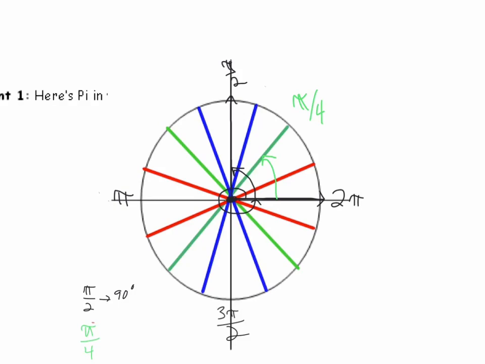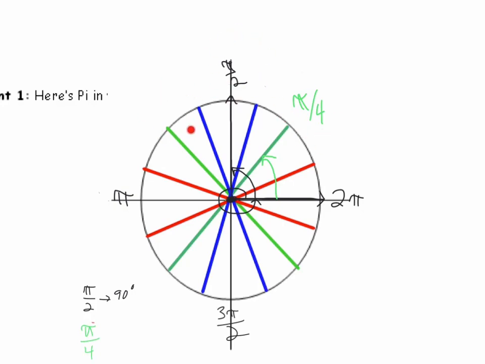Okay, so that pi over 4 is 45 degrees because I went halfway to pi over 2. Half of half is a fourth. Now I'm going to count off. You could look at it as memorizing, or you could just look at it as counting. So what I have here is 1 pi over 4. This guy right here is 2 pi over 4, because 2/4 is the same as a half. So I have 1 pi over 4, 2 pi over 4.